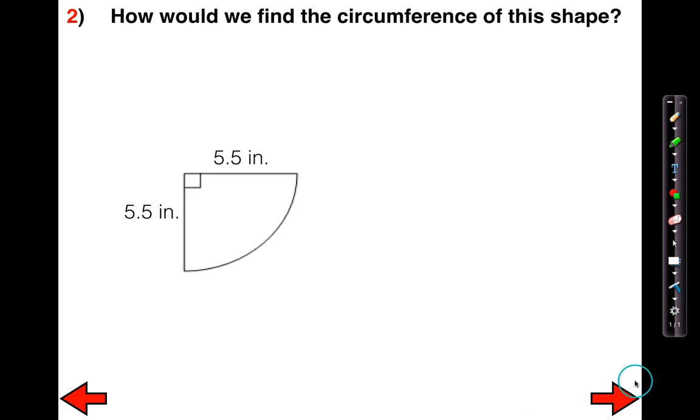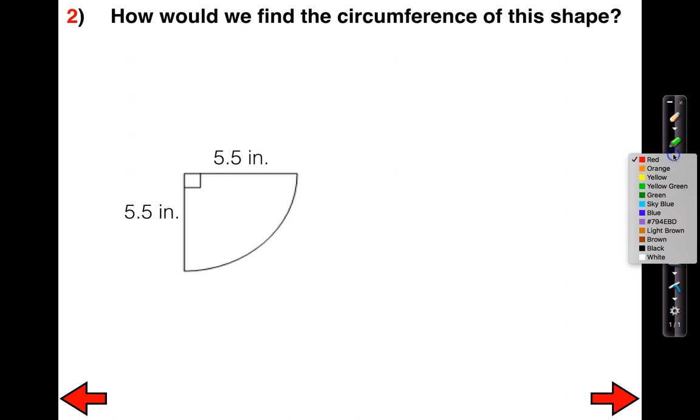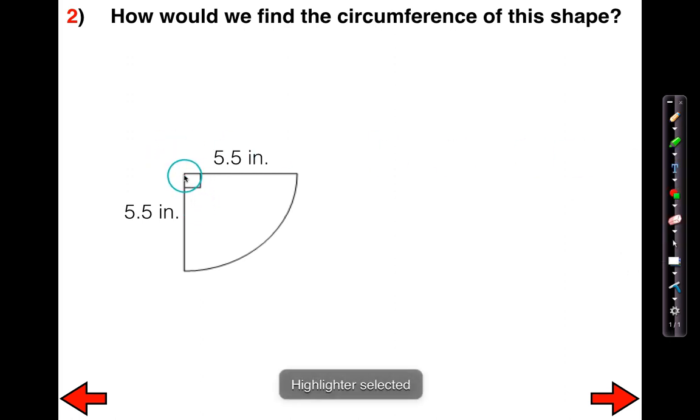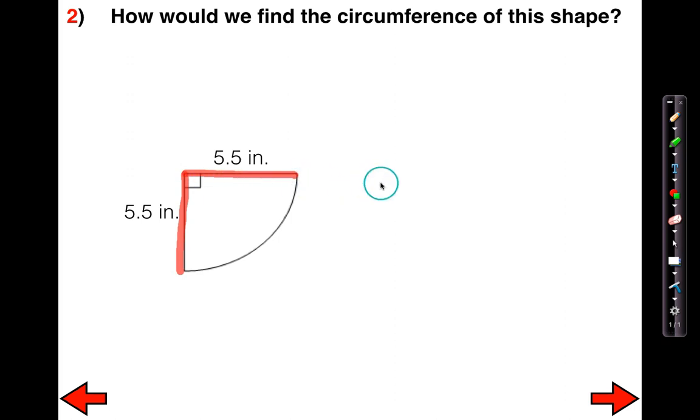Number 2, it says, how would we find the circumference of this shape? Well, let's take a look at something here. We know this length already, it's 5.5, and we already know this length here, which is also 5.5. Now the only thing that's missing is this length here. So how do I find this missing length? Well, we're going to do exactly what we did earlier. We're going to think of it in terms of a full circle.